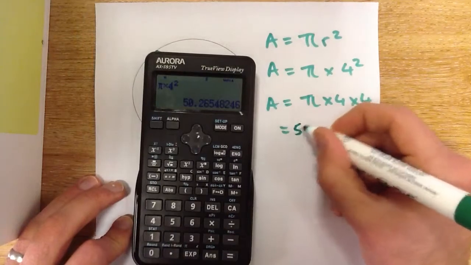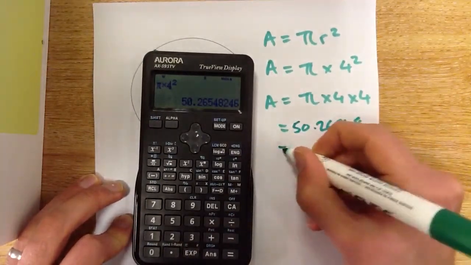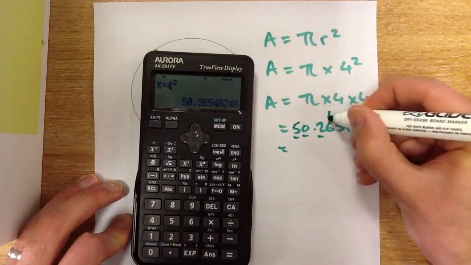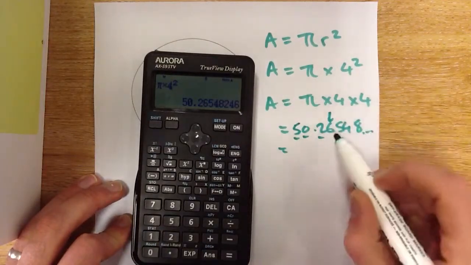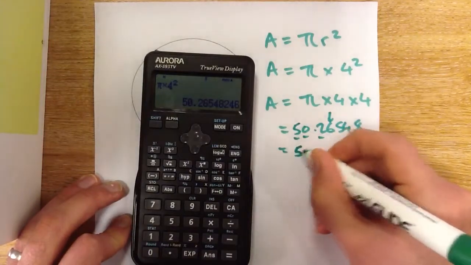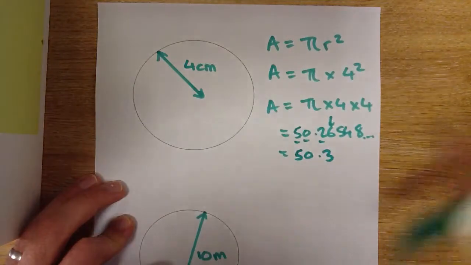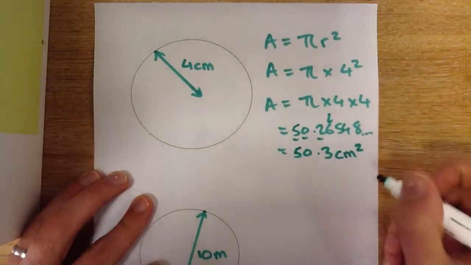So that's 50.26548, and it continues, which I need to give to 3 significant figures. There's 1, 2, 3. We look at this one to decide what happens to the 2, whether it will stay the same or increase. And because this is greater than 5, this is going to increase, so we get 50.3. Now remember, the area is measured in square units, so this time this will be 50.3 centimetres squared.